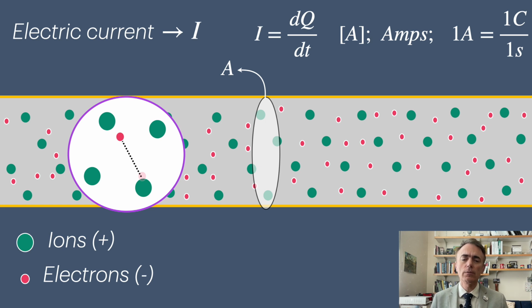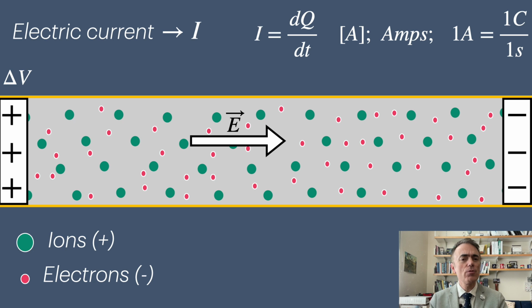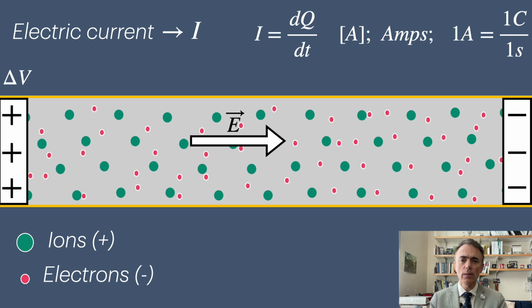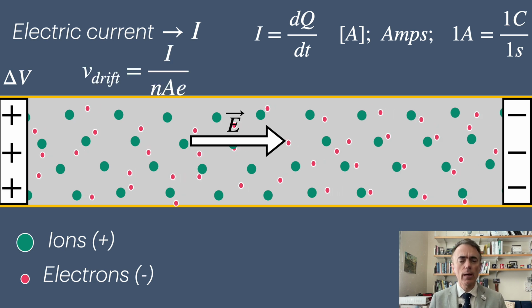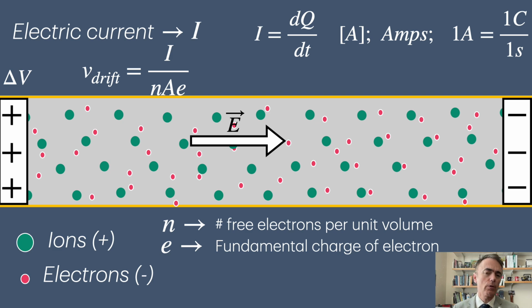In metallic conductors, current results from the drift of free electrons under the influence of an electric field. Thus, on top of the random motion of electrons, an applied voltage creates a net drift velocity, Vd, given by I over nAe, where n is the number of electrons and e is the fundamental charge of the electron.